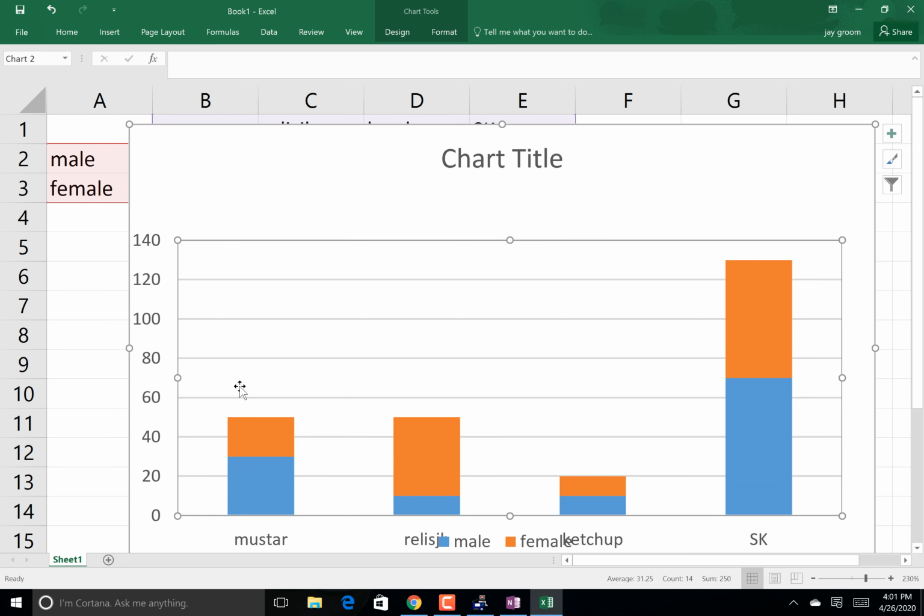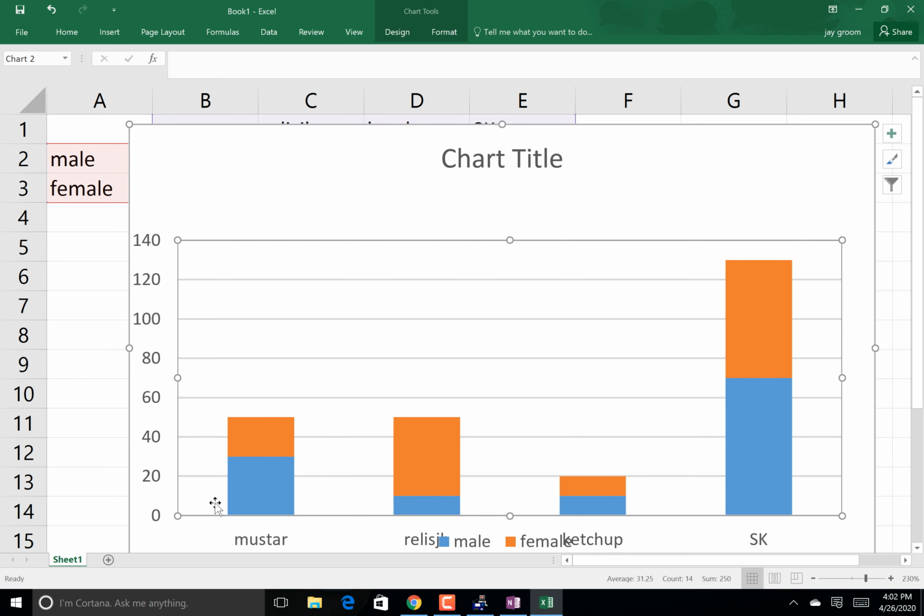For mustard, I have this situation going on. There were 50 people that like mustard. What you can see is most of them are male that like mustard. And then most of the relish people are clearly females. What this looks like, it looks like not a pie chart, more of a brownie chart, if you will. You see that? So you can see the percentage.